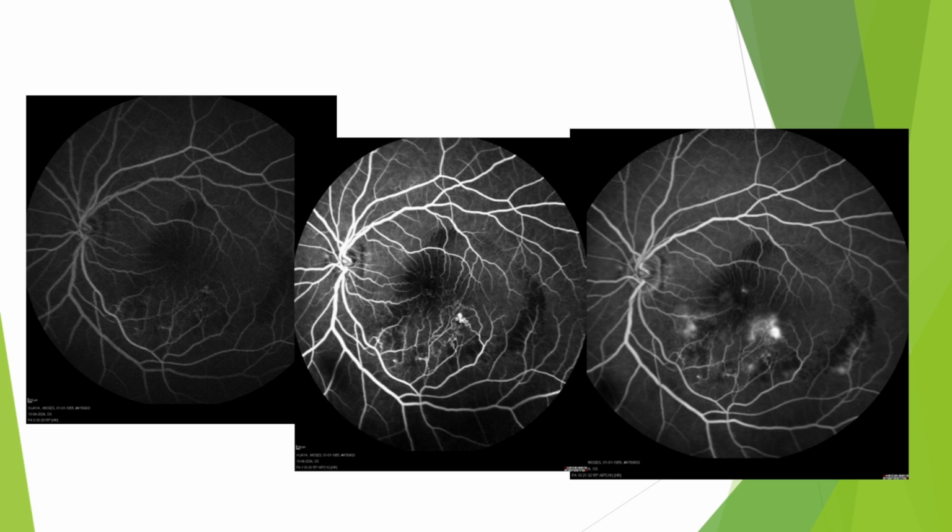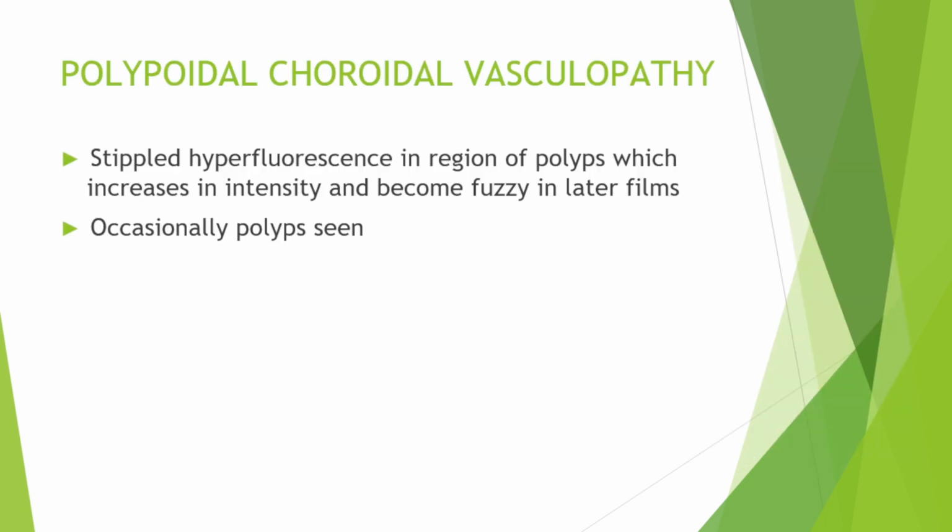Late arteriovenous phase. In this image, we can see the increase in the filling of the hyperfluorescent area, and in this late phase image, we can see a hyperfluorescent outpouching and the surrounding leakage, suggestive of a retinal artery macroaneurysm. Coming to polypoidal choroidal vasculopathy, it is better visualized on an ICG.